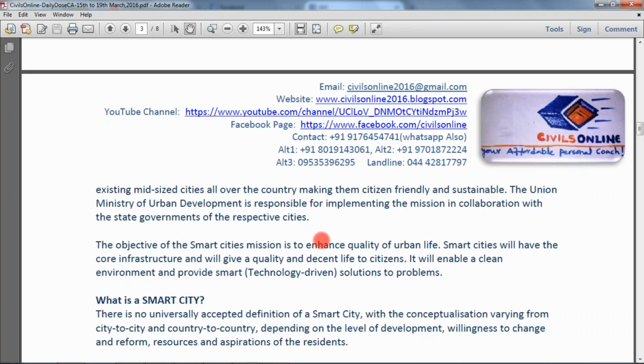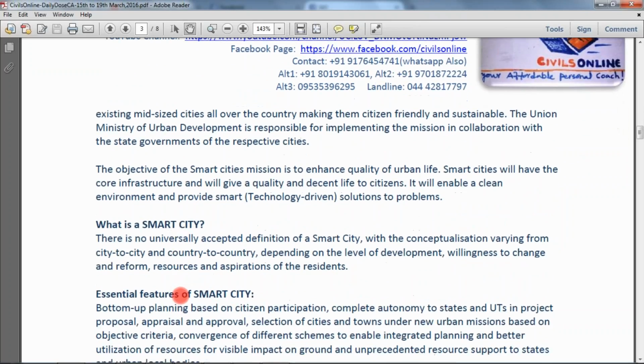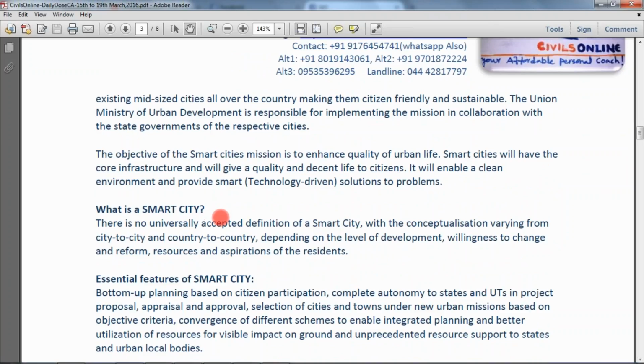Smart cities will have the core infrastructure and will give a quality and decent life to citizens. It will enable a clean environment and provide smart, that is technology-driven, solutions to the problems. So we learned what the Smart Cities Mission is. So let's see what a smart city actually is.